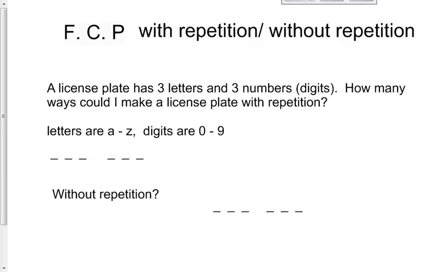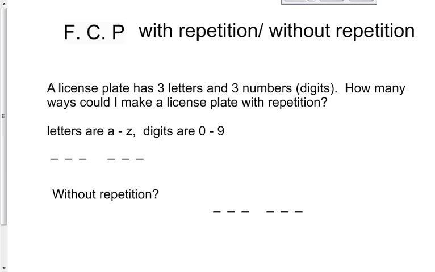Now we're looking at something called the fundamental counting principle with repetition versus without repetition. One of the very common examples for something like this is to try to figure out how many ways you could put together your license plate. Have you ever thought about that when you look at your Minnesota plates, how many different ways they could put those together?